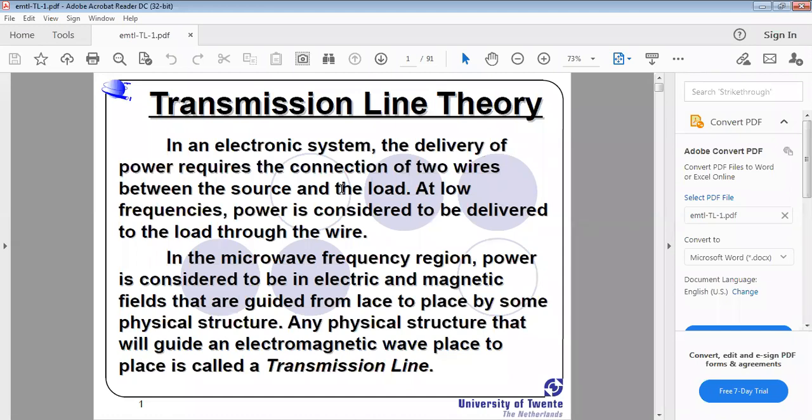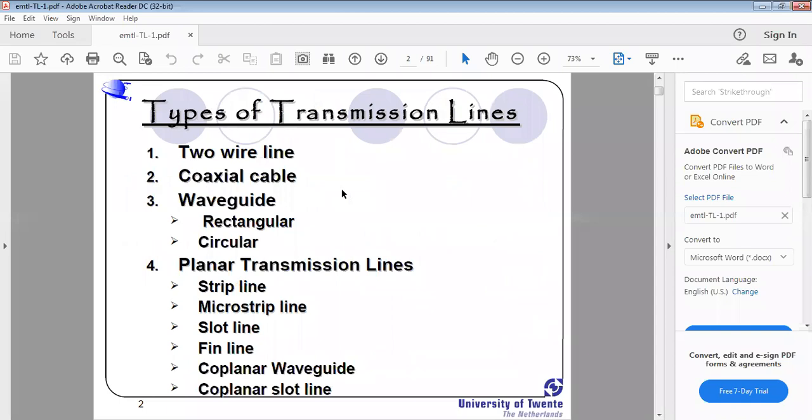In general, transmission line is the physical medium, suitable for only low frequencies. That is the point you learned. And types of transmission lines you already know: two wire line, coaxial, and waveguide. In that again, rectangular and circular.